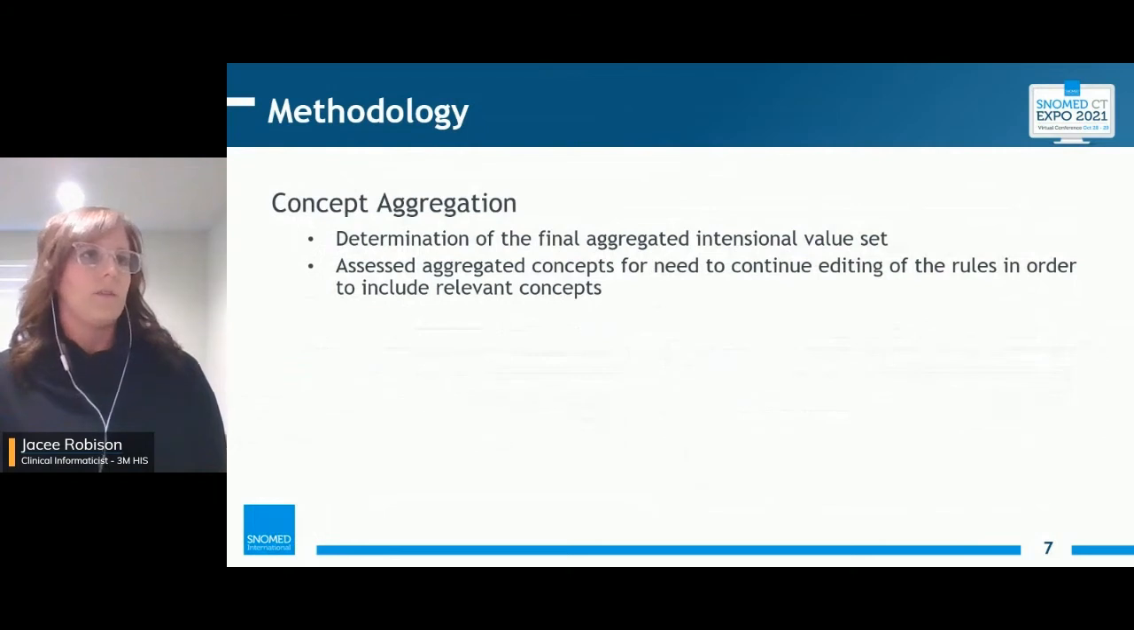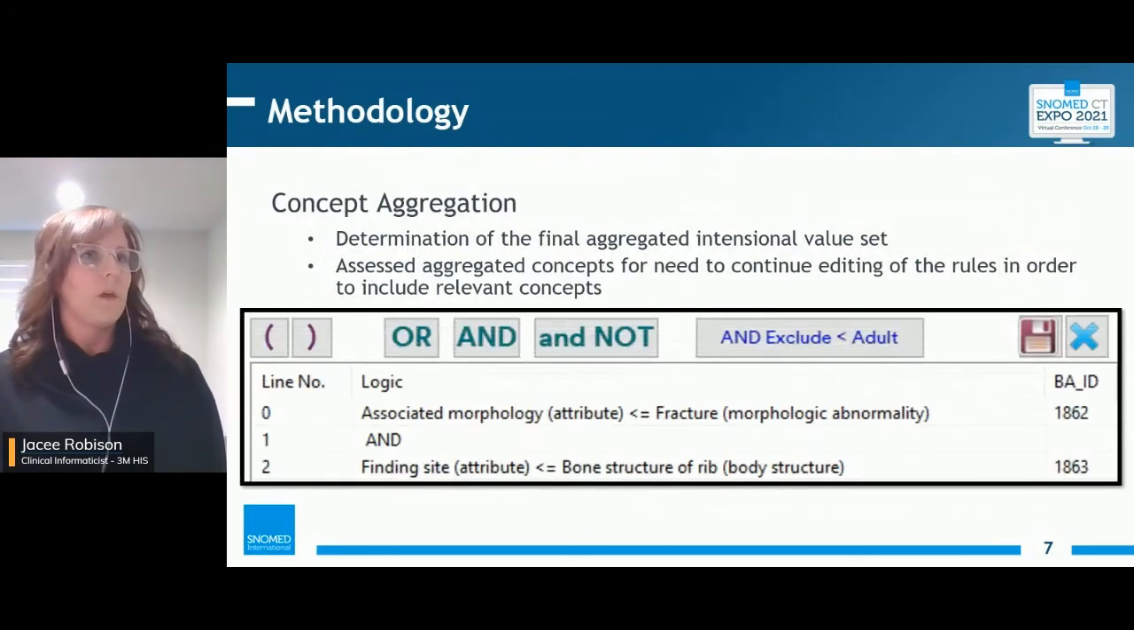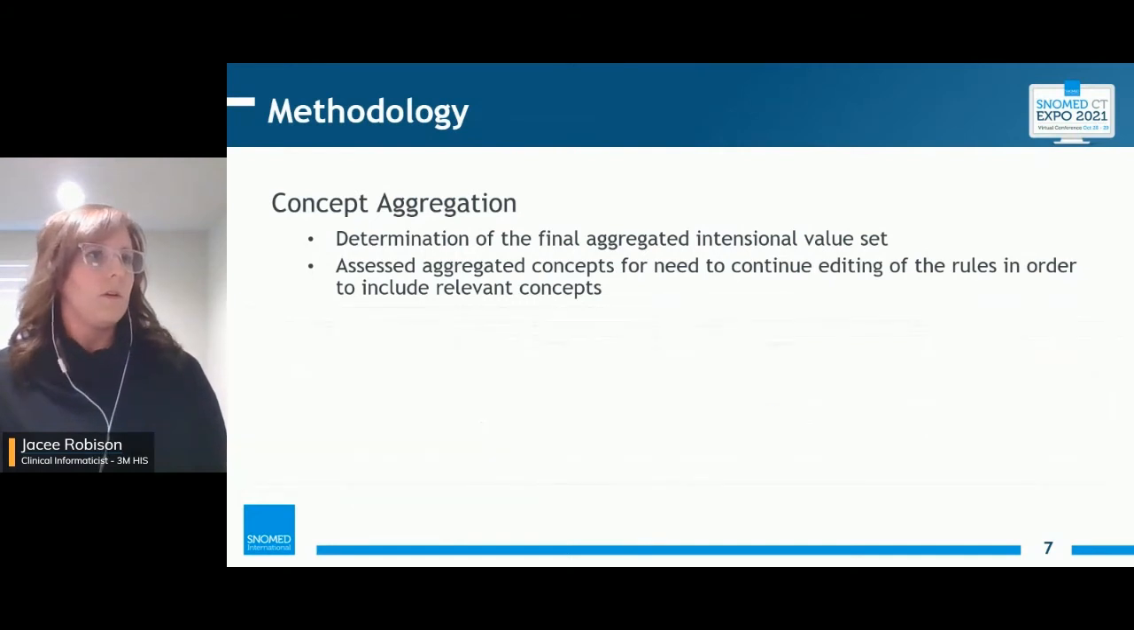Let's take a look again at the rule for rib fracture. We can see that the current rule will return all concepts that have the associated morphology of fracture and all the subtypes of fracture, and concepts that have a finding site of bone structure of rib and all subtypes. Here is shown the concept aggregation. Here is how the concept aggregation changes if adjustments to the rule are made.